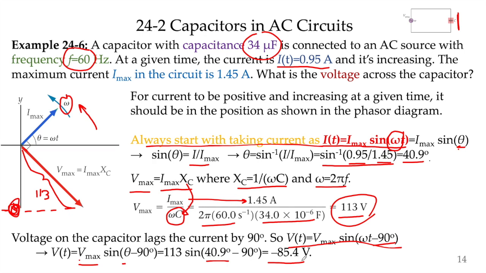Now, you can also find the voltage at that time geometrically here, right? If this angle is theta, from geometry, this angle is also theta. You know this theta, and you know this hypotenuse, it's 113. If you want to find this side, you can use cosine. The number here divided by 113 is equal to the cosine of this angle, which is 40.9 degrees. From that equation, you can easily find this number too.